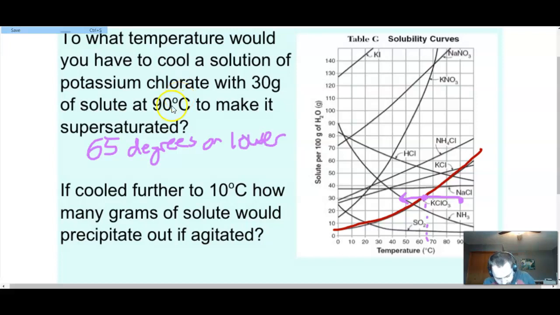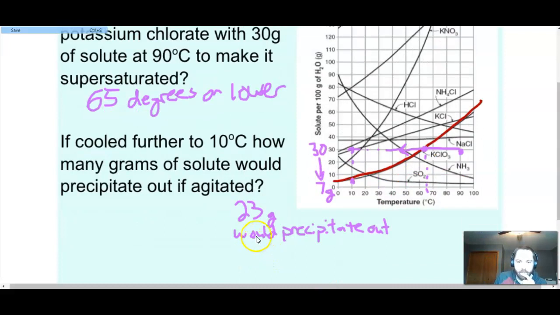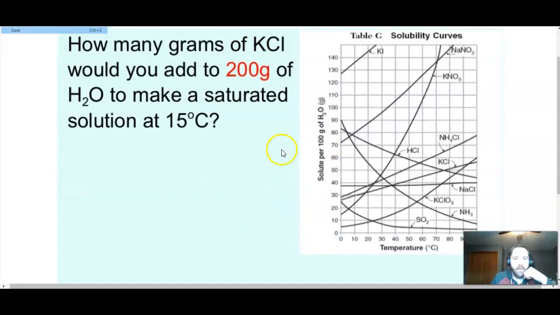If cooled further down to 10 degrees, so we keep following this, it looks like we were at 30 grams, and it can only support, what is that, about 7 grams? And we were at 30, so that difference would be 23 grams would precipitate out. Because again, it's just the difference of what the solution can handle versus what you've tricked it into handling by being supersaturated.